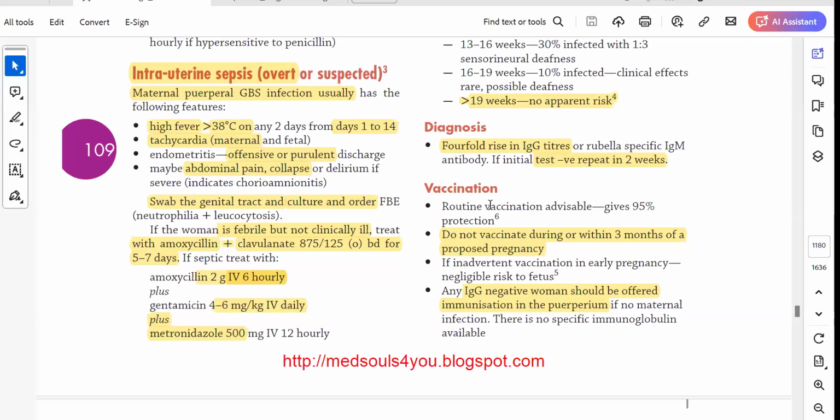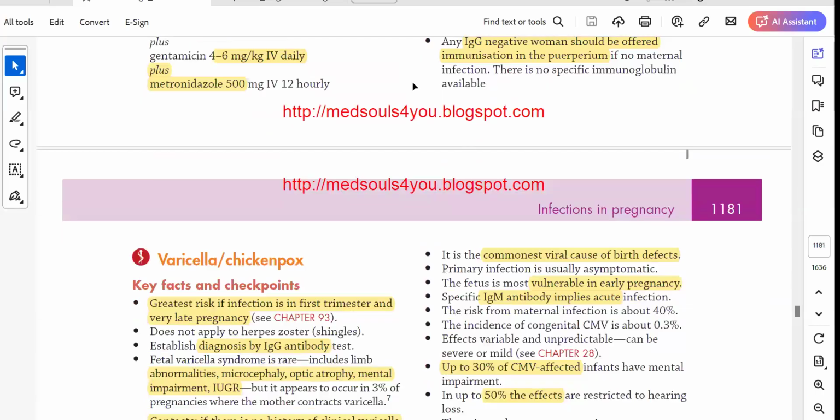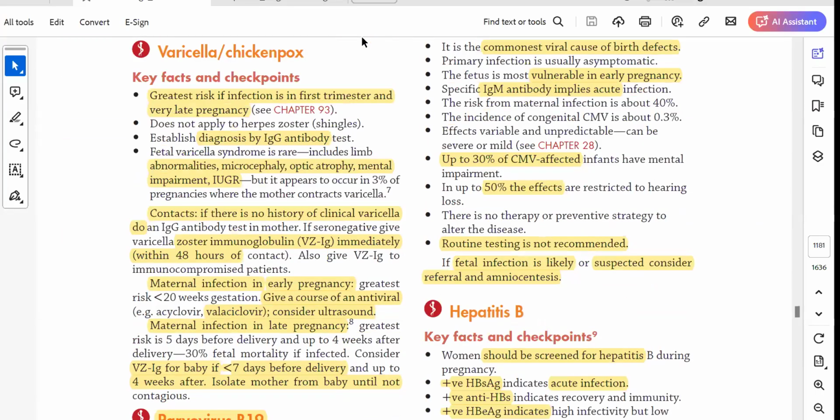Now, how to prevent all of this? The prevention is that if the patient was vaccinated against rubella, then nothing is abnormal, and it would be totally fine. The problem is that you can't vaccinate during pregnancy, so the patient needs to have the vaccine before getting pregnant. If both are negative, then you can offer vaccination after the pregnancy. That means once delivery is done, you will advise the patient to get the vaccine.